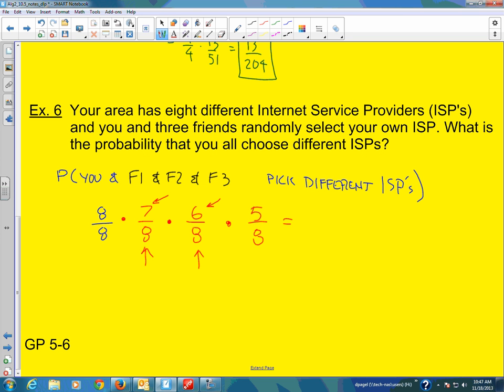So then we get back to what we're doing. 8 times 6 times 7 times 5 this time. So 8, 7, 6, 5, 1680. And then our 8 to the 4th, 4096. We can reduce that, and we get about 0.41. All right. There we go.